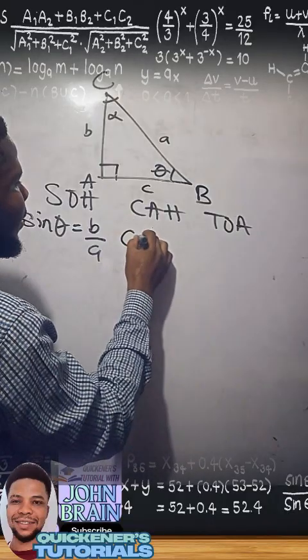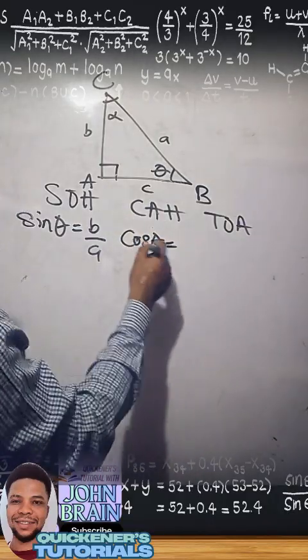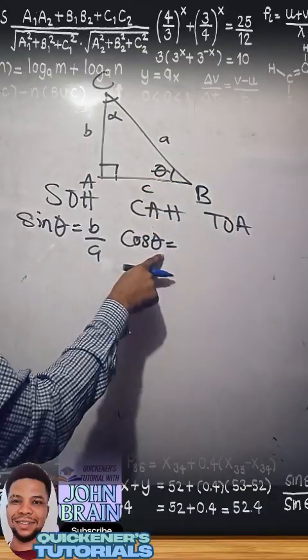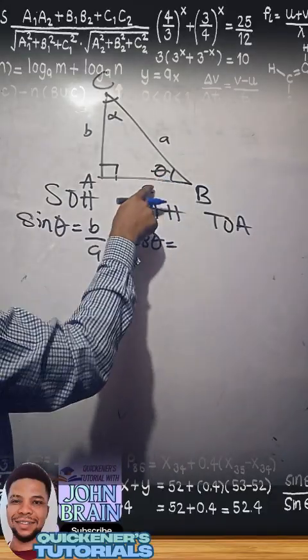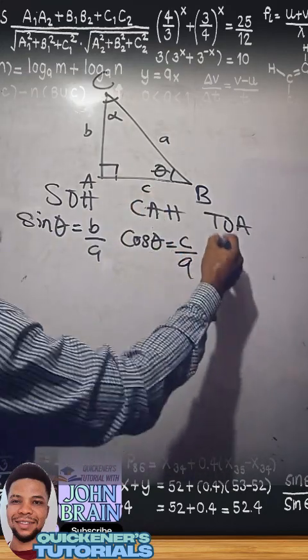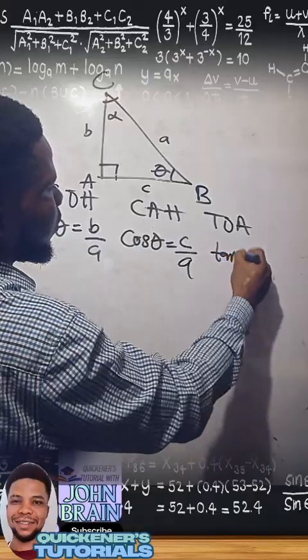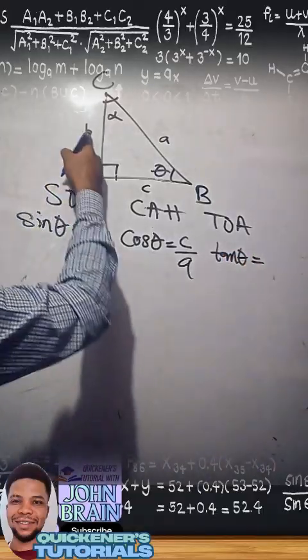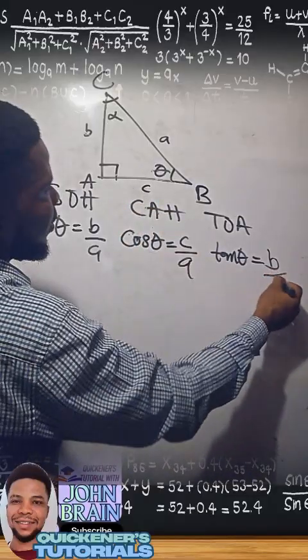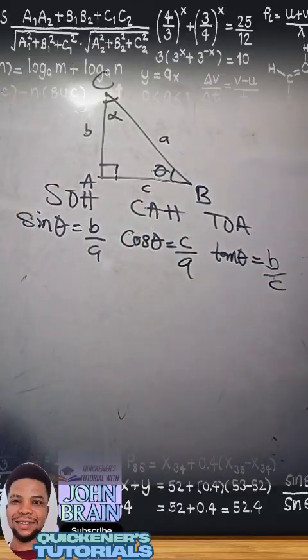So my cos theta will now be adjacent. What is adjacent to theta? Remember we are dealing with theta now. Look at the theta. So adjacent to theta is C. Alright? So C over A. Now, this is opposite to theta, B, adjacent to theta, C. You get that? That's the first trigonometric ratio.